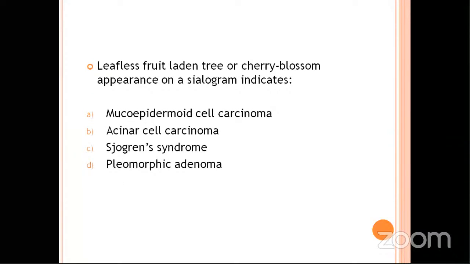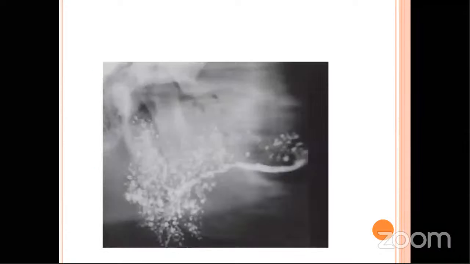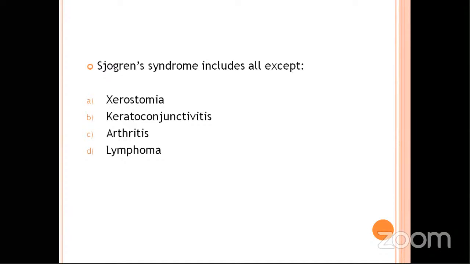A leafless fruit-laden tree or cherry blossom appearance on a sialogram indicates Sjogren's syndrome. So this is the image seen after sialography. Sjogren's syndrome includes all of the following except: xerostomia, keratoconjunctivitis, arthritis, lymphoma. So it's lymphoma. Sjogren's syndrome may be divided into primary and secondary.